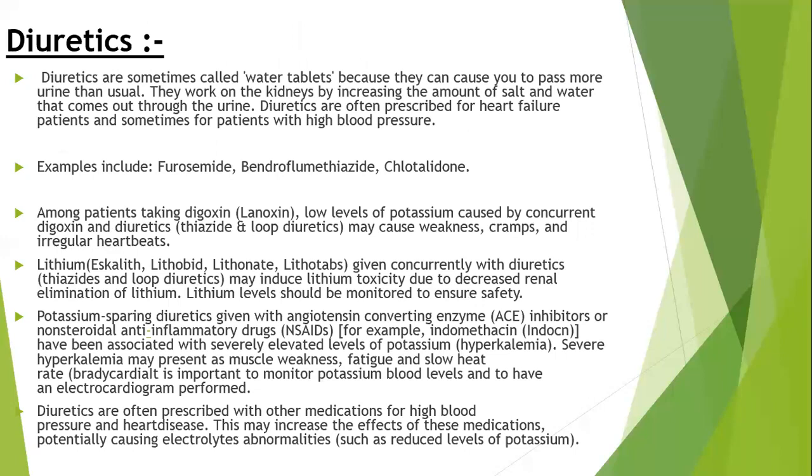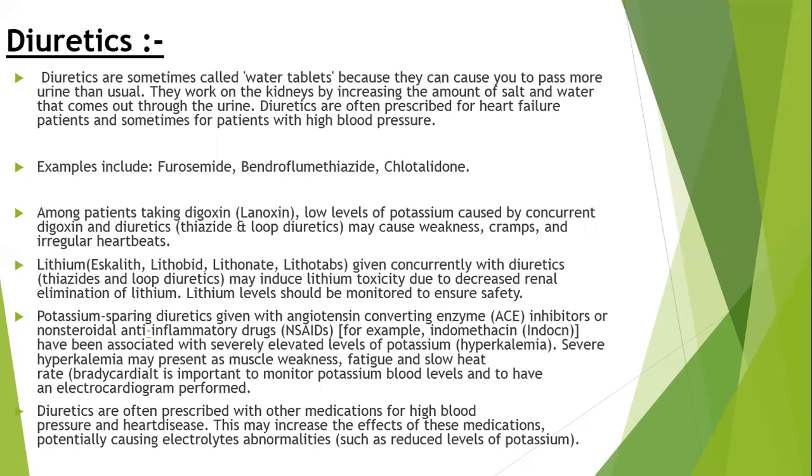Now we're talking about the diuretic. That is basically the water pill. Very simple. It's called the water tablet or the water pill because it can cause you to pass more urine than usual. They work on the kidneys by increasing the amount of salt and water that comes out through the urine. Diuretics are often prescribed for heart failure patients and sometimes for patients with high blood pressure. You can see there are some combination drugs, like telmisartan with HCT, like hydrochlorothiazide, and furosemide, a diuretic. There are a lot of things there.